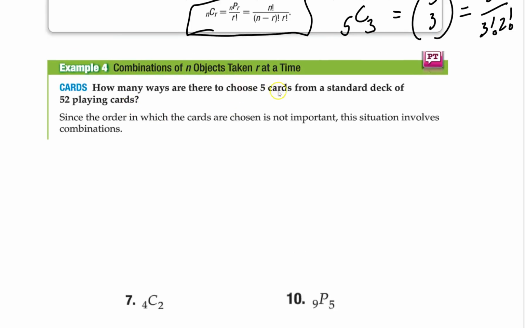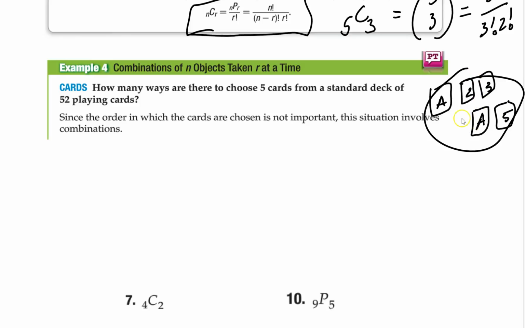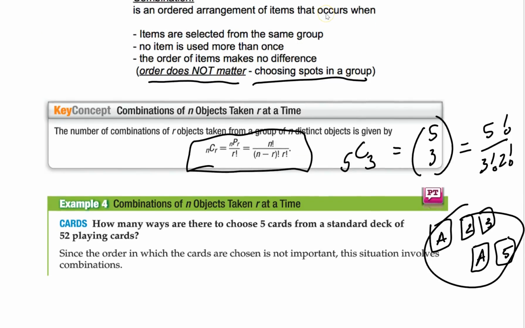How many ways are there to choose 5 cards from a standard deck of 52 playing cards? So in this case, it's like you're playing poker, you get a hand of 5 cards. It does not matter which card comes first, right? If you get an ace first, and then a 2, and then a 3, then another ace, and then a 5, you don't have to play in this order. You can rearrange it all you want. It does not matter what comes first. So that's a combination. You have a group of cards, where order does not matter, so we're going to use combination.